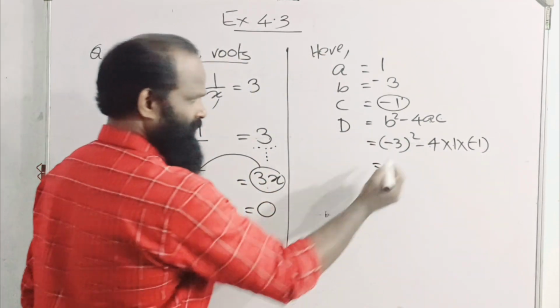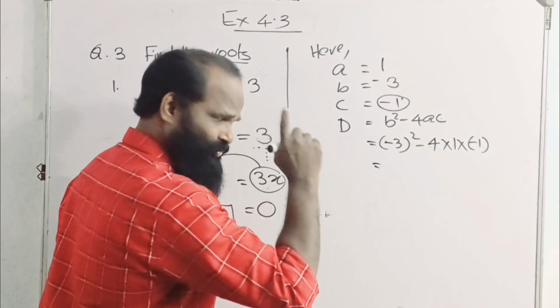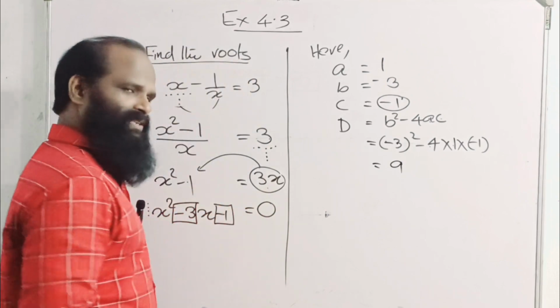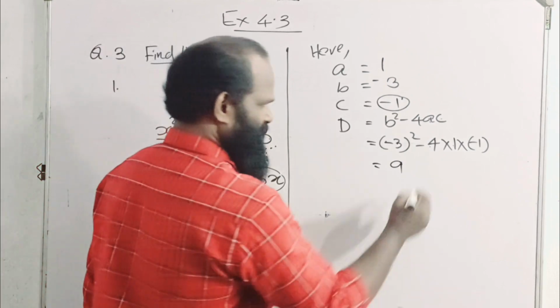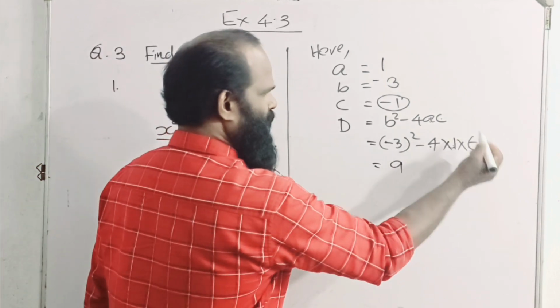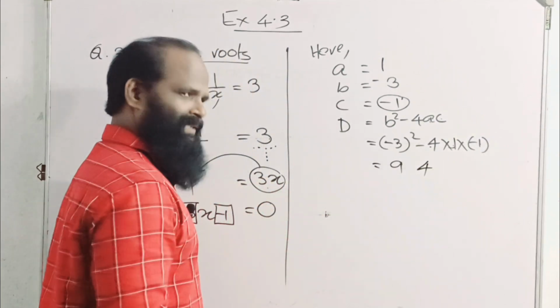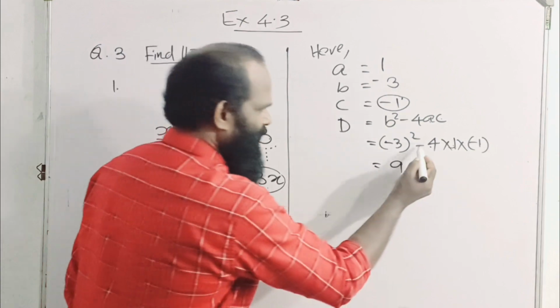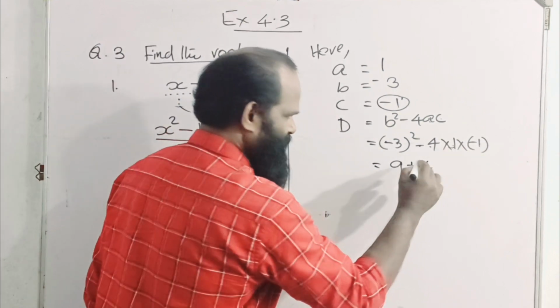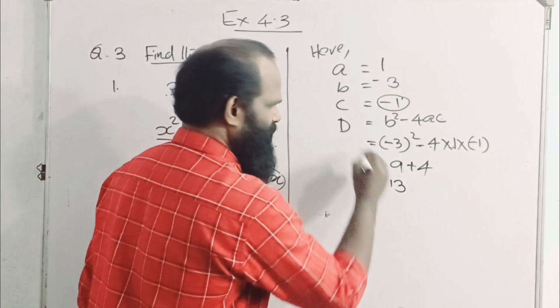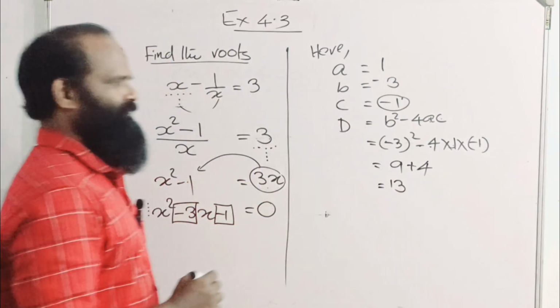We know the square of a negative number is always positive. Negative 3 square is positive 9. 4 into 1 is 4, we write 4 here. Let us now think about the sign. Negative into negative is positive. So the value of D is equal to 13.